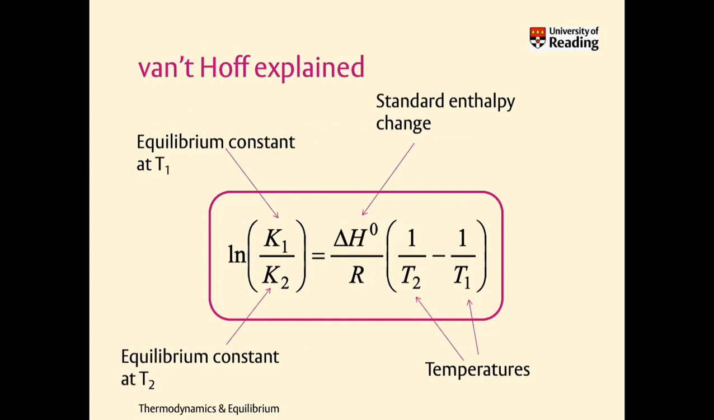So this is the Van 't Hoff equation explained. We have two experiments, one at one temperature and one at the other, and at both of these temperatures the equilibrium constant has been calculated. So you have a T1 and a corresponding equilibrium constant K1, and a T2 and a corresponding equilibrium constant K2. The standard enthalpy change can then be calculated from a knowledge of the equilibrium constant at two different temperatures.